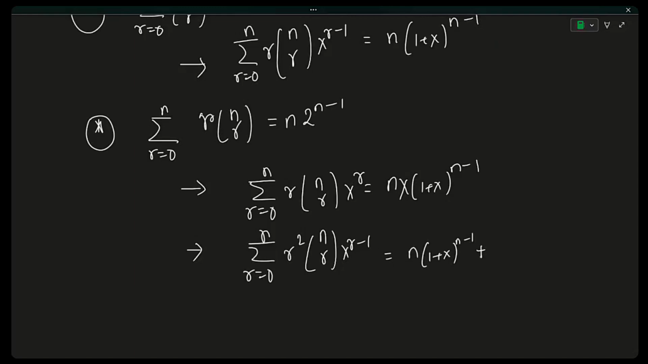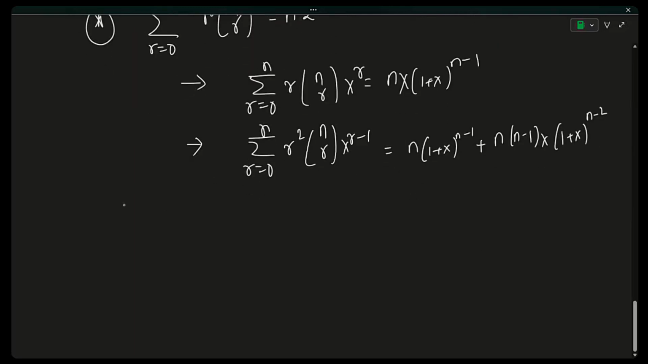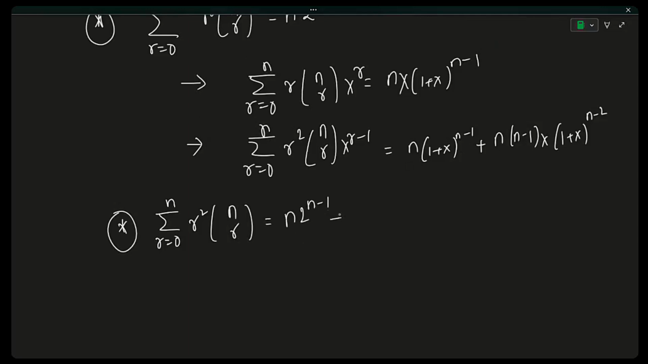And again, you get plus n into n minus 1 into x into (1 plus x) whole to the power n minus 2. Simply the product rule of differentiation. Put x equals to 1 again, and you get your third result: summation r equals to 0 to n, r squared nCr is nothing but, put n here, you get n into 2 to the power n minus 1 plus n into n minus 1, and this is 2 to the power n minus 2, I think. Right? Yeah, you can simplify this, but more or less this is your answer.